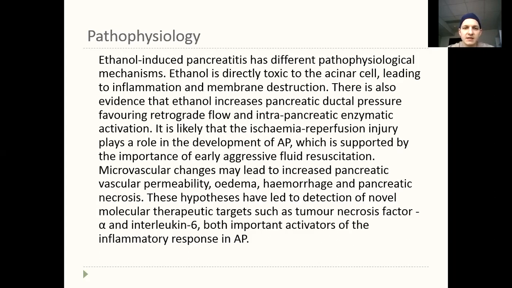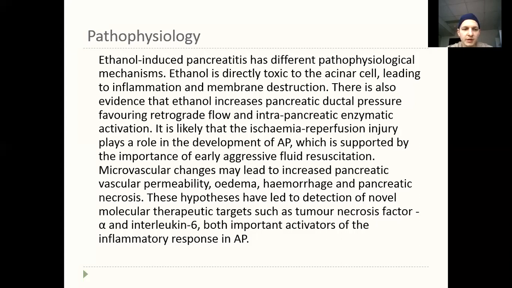Ethanol-induced pancreatitis has a different pathophysiological mechanism. Ethanol is directly toxic to the acinar cell, leading to inflammation and membrane destruction. There is also evidence that ethanol increases pancreatic ductal pressure, favoring retrograde flow and intrapancreatic enzymatic activation.